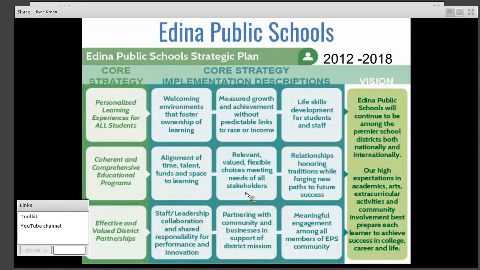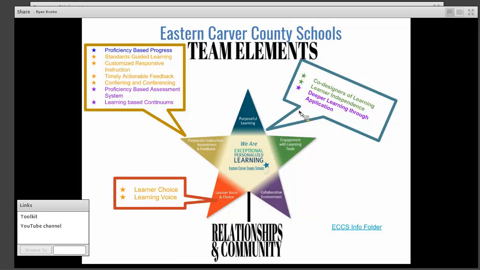We see a variety of them. You can Google vision statements for schools and organizations and districts. Edina Public Schools has provided an example where they're looking at bringing personalized learning experiences for all their students inside of their program. And they put together a larger vision statement in terms of where they want it to go, and what their work was involved in.